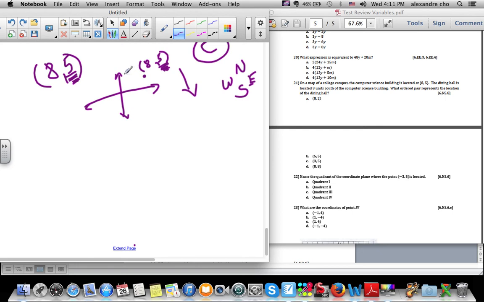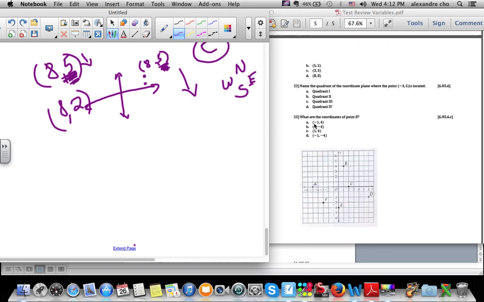So it says that to go to the dining hall, he has to go 3 south. Well, the 8 stays the same because you're not moving left and right, but from the 5, you're going south 3 units. And 5 minus 3 is 2. So your new location is 8, 2, right there. Oh, and we have that, which is letter A. Very nice. Very easy, actually.